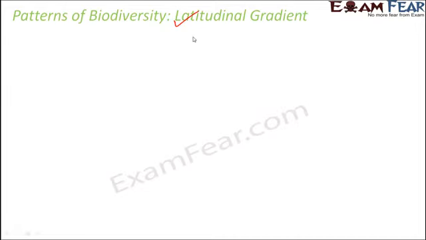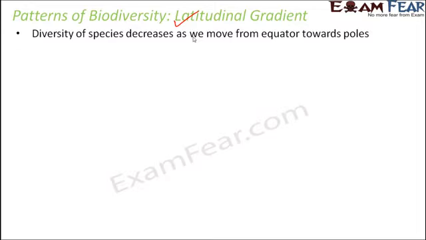Even before I talk about latitudinal gradient, I would like to know if you know what a latitude and a longitude are. This is something you would have studied in geography in your junior classes. However, we will start with the basics. We will try to understand what we mean by latitudinal gradient. This concept says that the diversity of species decreases as we move from the equator towards the poles. This is the concept of latitudinal diversity.